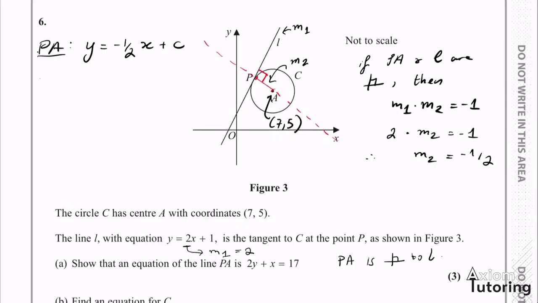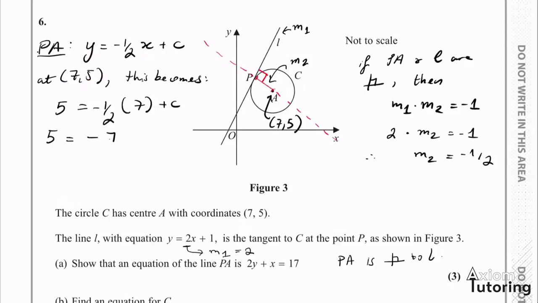Let's have a go at doing that. At (7, 5), all we're doing is substituting in x = 7 and y = 5. So we get 5 = -1/2 times 7 + c. That's 5 = -7/2 + c. Solving this for c, we can say c = 5 + 7/2, because we're moving the -7/2 onto the left-hand side. We can add them up and leave it in fraction form. We can rewrite 5 as 10/2, and 10/2 + 7/2 gives 17/2. And that's our plus c.